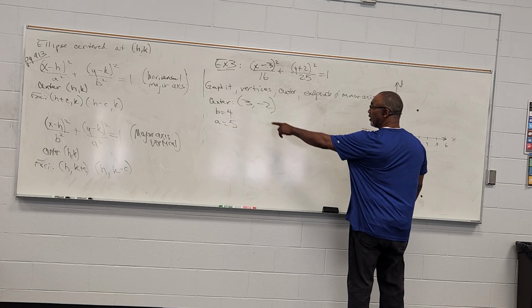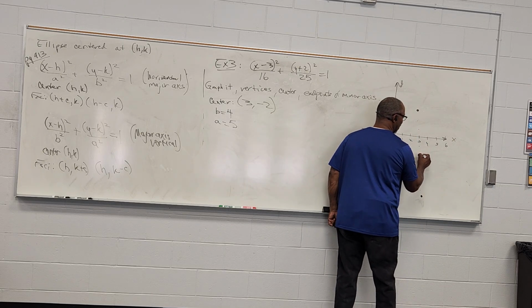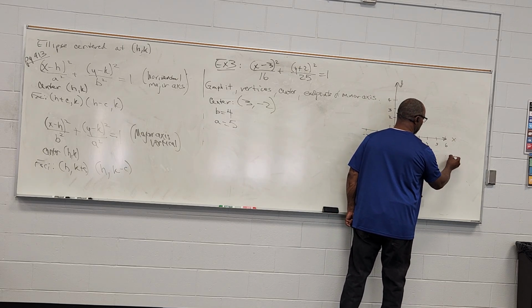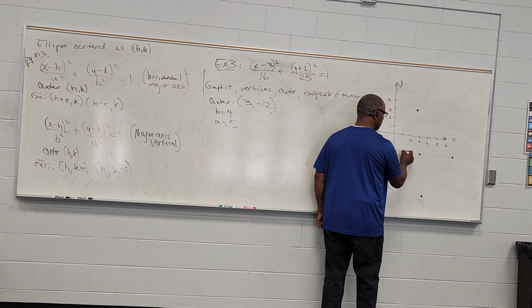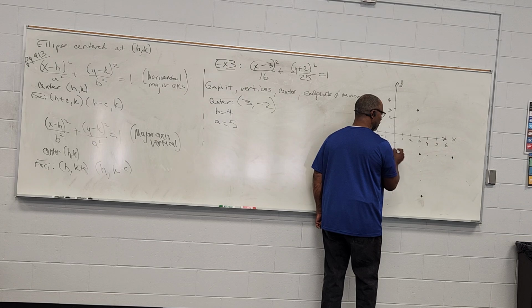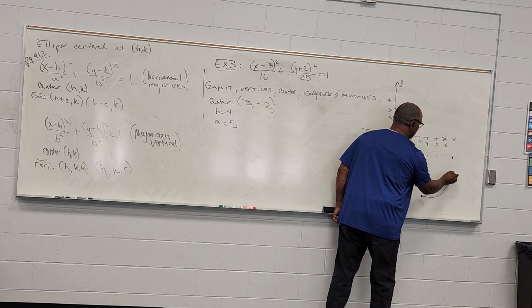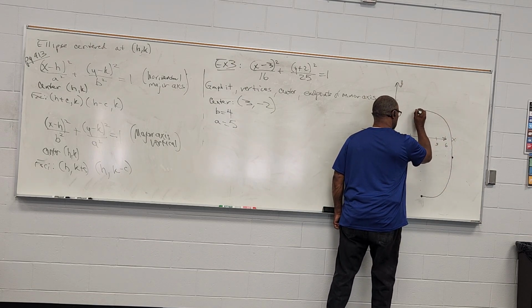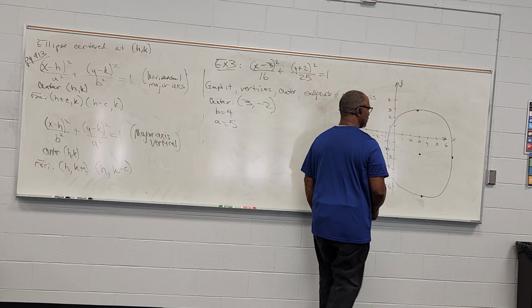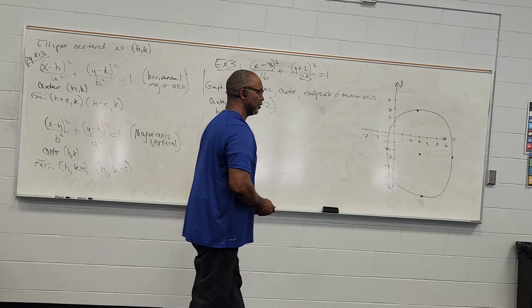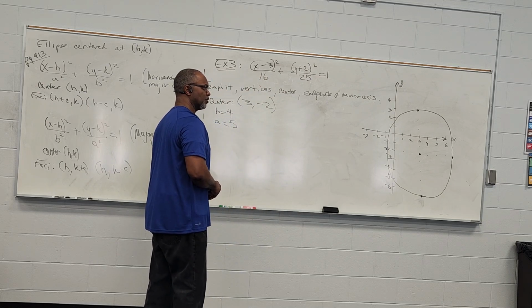And then b is 4. So I start at the center horizontally and go 1, 2, 3, 4, and then I go in this direction, 1, 2, 3, 4. So there's my ellipse. It's elongated vertically.